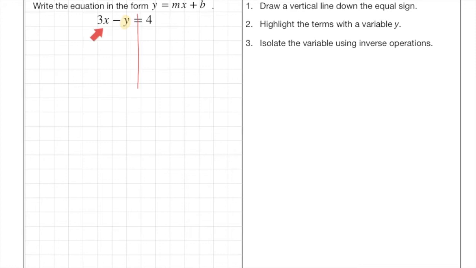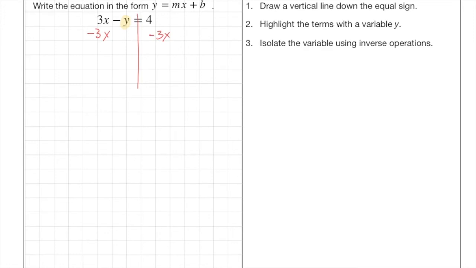So now we have two variables, but the one that we need to isolate is the one that is highlighted, or y, because we need to have it in the form y equals mx plus b. So the first thing that we're going to do is pay attention to whatever is next to the y. In this case, we have 3x. The opposite of 3x is going to be negative 3x. So we're going to write negative 3x, but what you do to one side, you do to the other side.